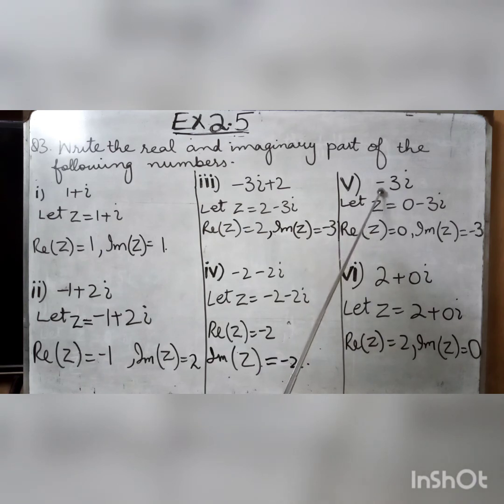Fifth part, minus 3 iota. Let z is equal to 0 where real part of this number is 0. Therefore, let z is equal to 0 minus 3 iota. Real part of z is 0. Imaginary part of z is equal to minus 3. Next, 2 plus 0 iota. Let z is equal to 2 plus 0 iota. So the real part of z is equal to 2. Imaginary part of z is equal to 0.